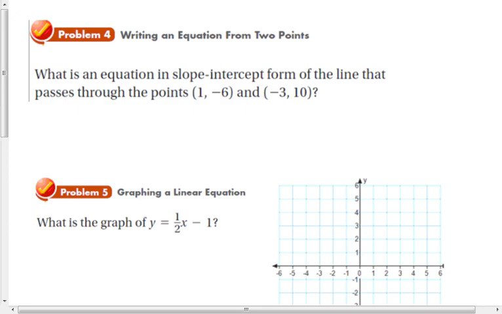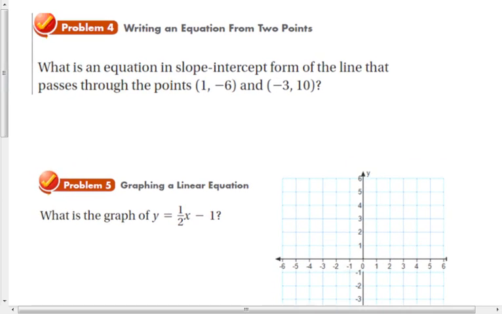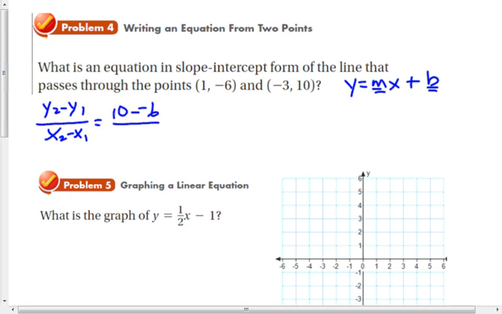It says, what is the equation in slope-intercept form of the line that passes through the points (1, -6) and (-3, 10)? Now remember, to be in this form, we need the slope, and we need the y-intercept. Let's start by getting the slope. And so we're going to subtract our y-coordinates, subtract our x-coordinates, and divide them. So let's do 10 minus negative 6, and negative 3 minus 1. And then simplify those.